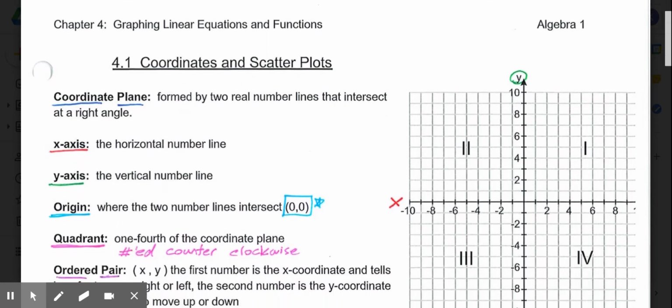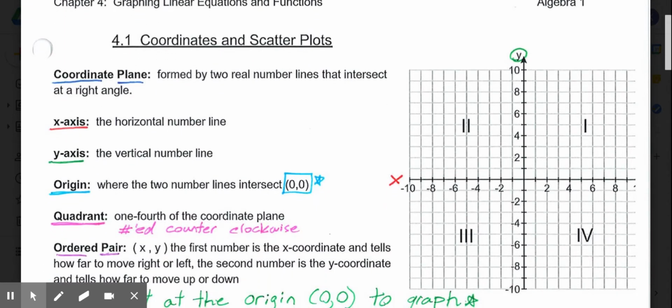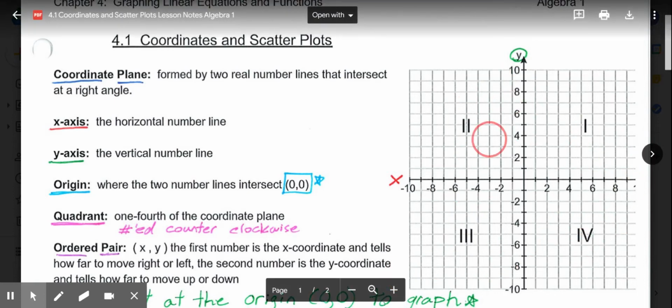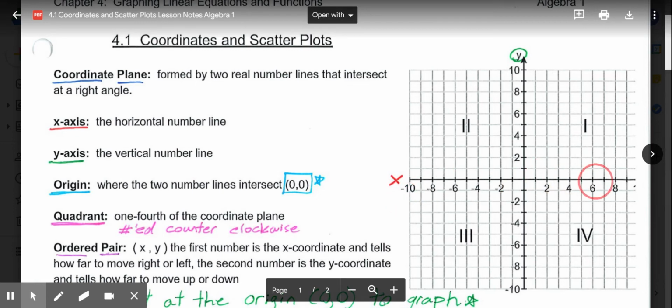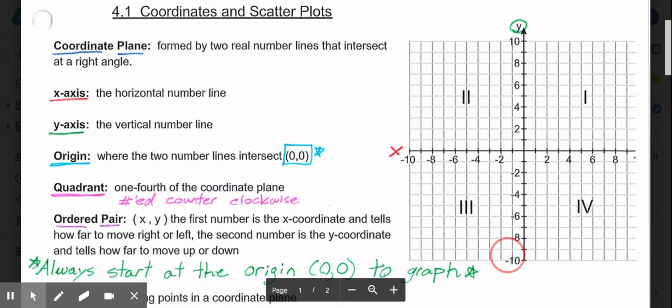So a coordinate plane is the first vocabulary term we'll be working with, and it is formed by two real number lines that intersect at a right angle. So this whole figure is referred to as a coordinate plane. The two lines are special lines when they form a coordinate plane. The horizontal line forms the x-axis. So our horizontal number line is the x-axis. The vertical number line is the y-axis.